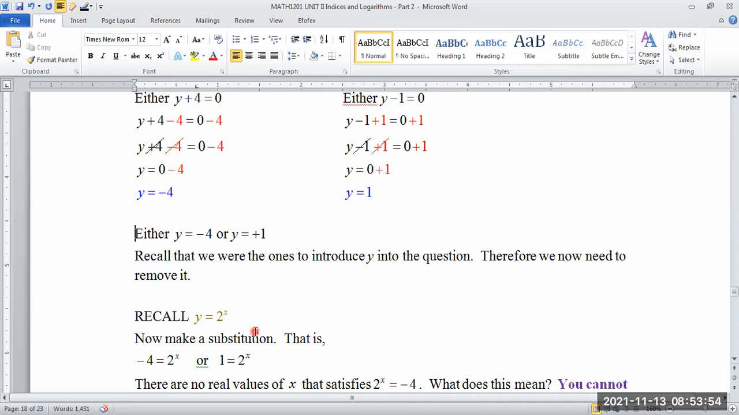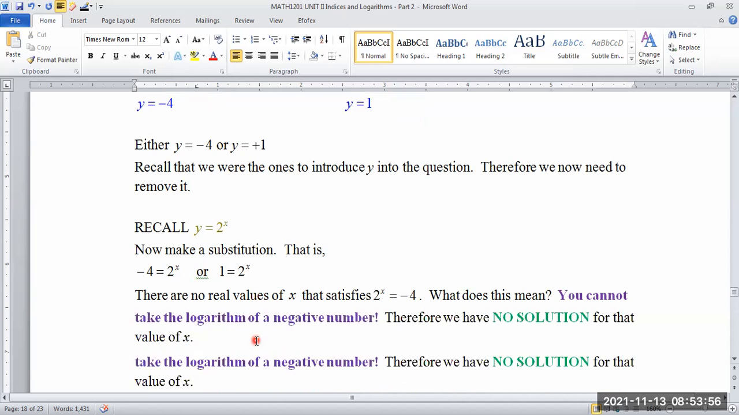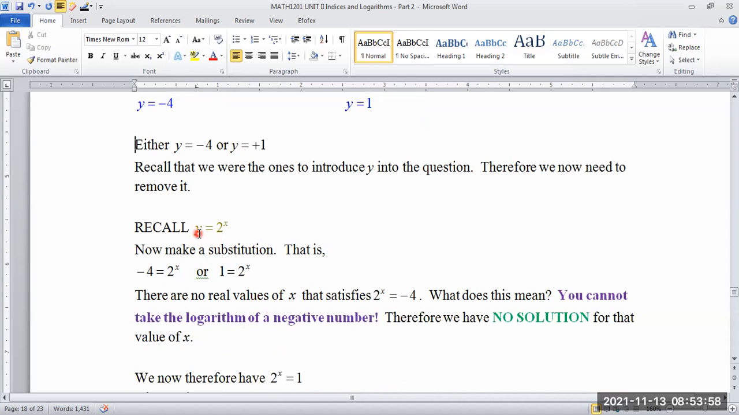So recall that y is equal to 2 to the x from up top. We made y equal to 2 to the x. And if we are getting a value of y to be negative 4 and a value of y to be positive 1, we are going to substitute this negative 4 for y and this positive 1 also for y, so that we can find the values of x, which is what the question asks us to do.